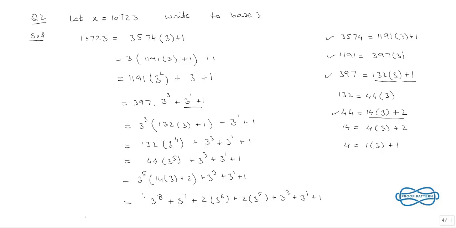Okay, so the representation of 10723 to the base 3 is: the coefficient of 3 to the power 8 is 1, 3 to the power 7 is 1, 3 to the power 6 is 2, 3 to the power 5 is 2, 3 to the power 4 is 0, and 3 to the power 3 is 1, 3 square is 0, then 1 and 1. So this is the representation of 10723 to the base 3.